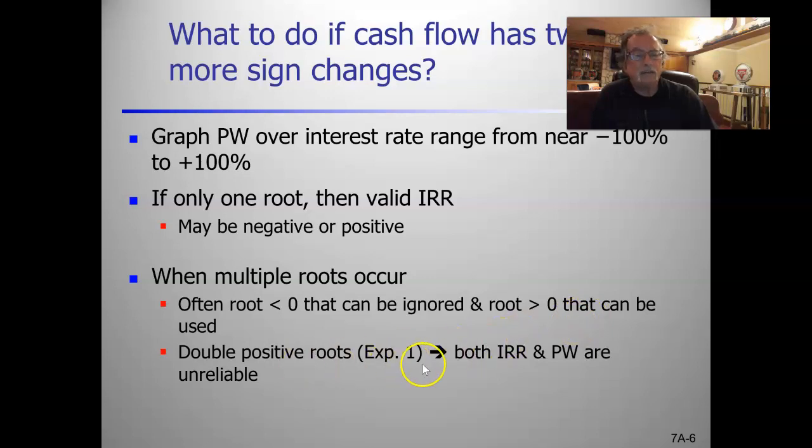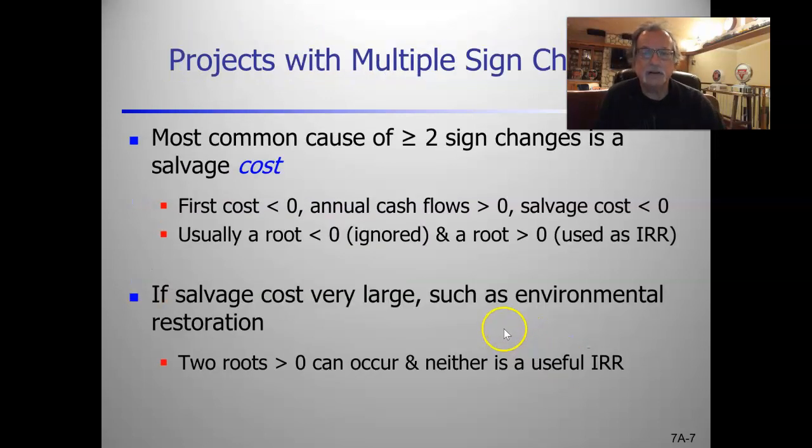If you have double positive routes, like the example I just showed you, then both the internal rate of return and present worth are unreliable, and we have to go to a different step, which most senior managements are not familiar with. I'll get to that before the end of this video. Now, the most common cause of multiple sign changes is a salvage cost. And if the salvage cost is very large, then you can have two routes that are greater than 0 and neither is useful.